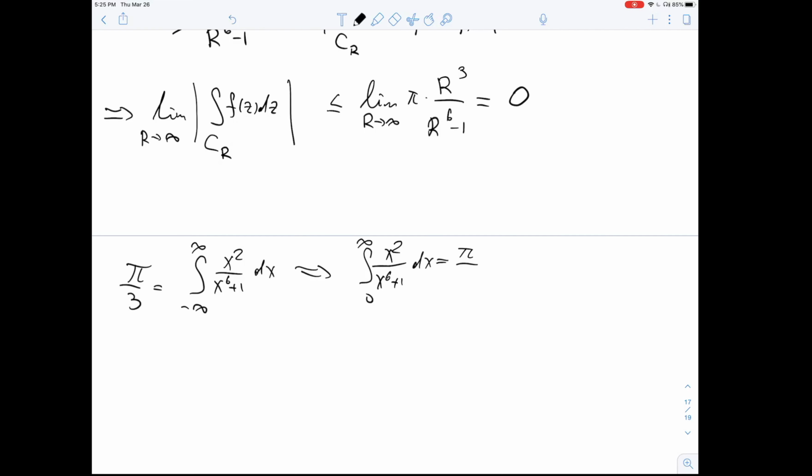So that's pi over 6. We need to divide the answer by 2. So that's an example. Unfortunately, I know you'll never believe me, but this is sort of the easiest possible problem on this application of residues.